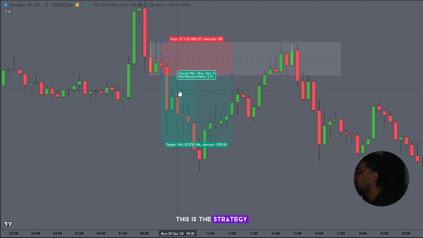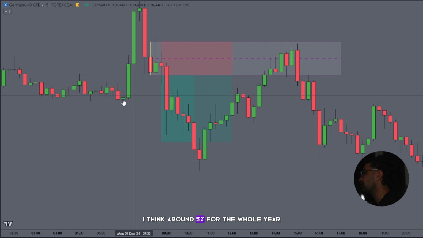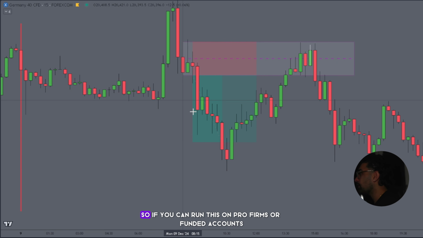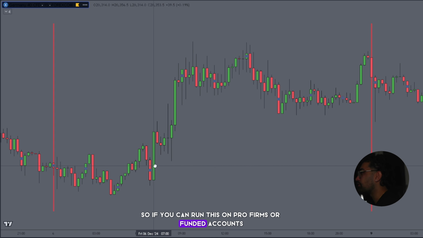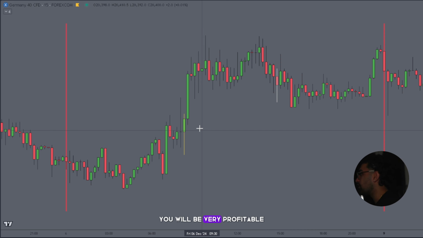This is the strategy, and the results it has yielded in the past year, for example 2024, when I've used it, were very good. I think if you risked 1% per trade, you would have got around 45 to 50% return in the year with very little drawdown. The max drawdown for this strategy was, I think, around 5% for the whole year. So if you can run this on prop firms or funded accounts, you will be very profitable.